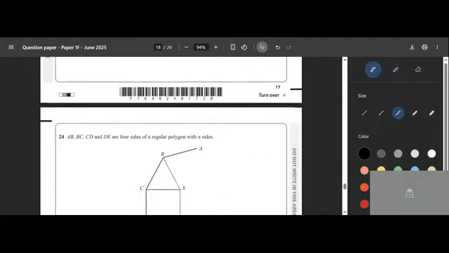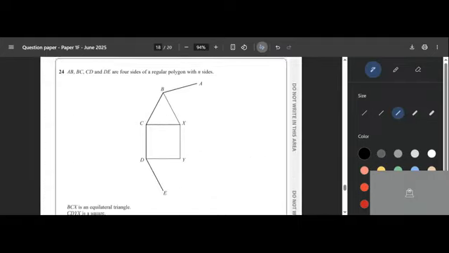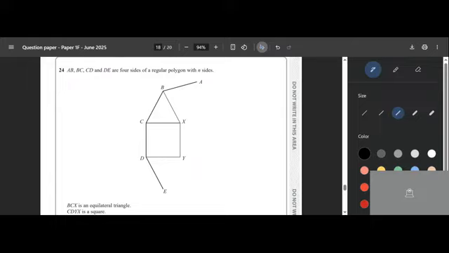We are moving on, almost finishing, left with only 2 questions, question 24 and question 25.